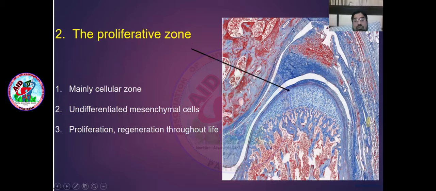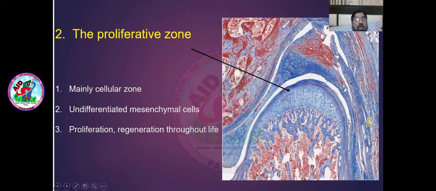Now we come to the second zone, that is mainly the cellular zone. This cellular zone is a very proliferative zone. This is undifferentiated mesenchymal tissue. It keeps proliferating all life. This whole portion is proliferating all life, and it is a very active zone where formation is going on all the year.